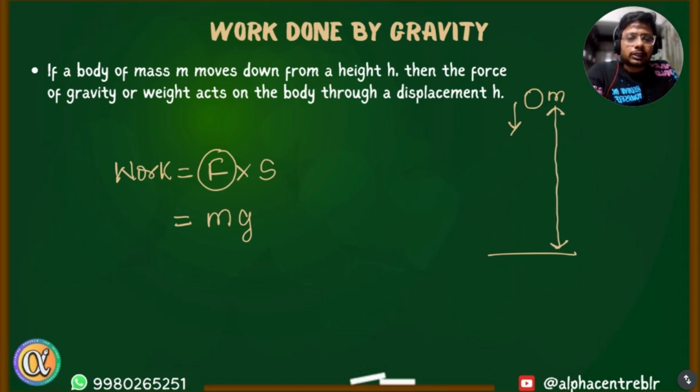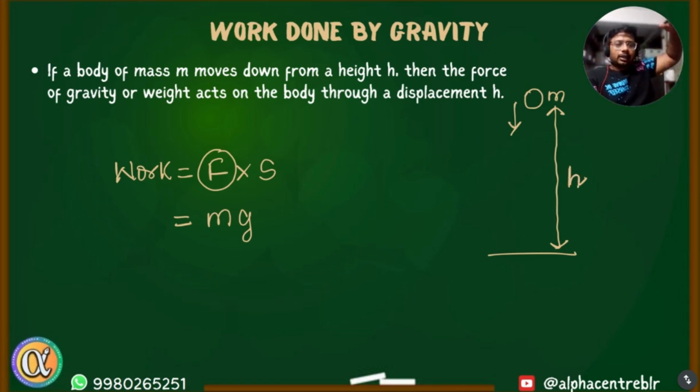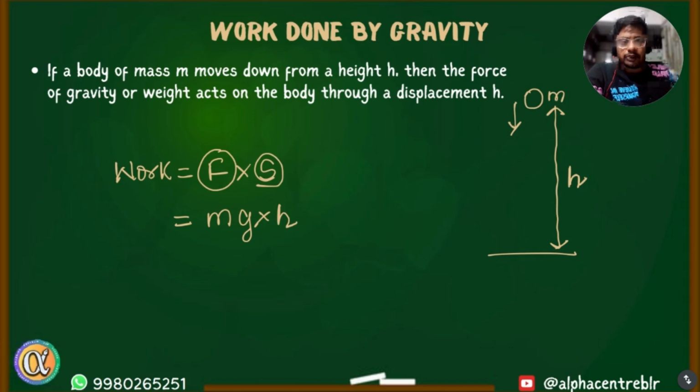Now this object is traveling through this height. Suppose initially it was at height h, and it comes to the surface of Earth. So how much did it travel? The displacement here is equal to the height of the object. So when an object of mass m travels from height h to the ground, work done is given by the formula mgh. This is the work done by Earth in pulling the object from height h to the ground level.